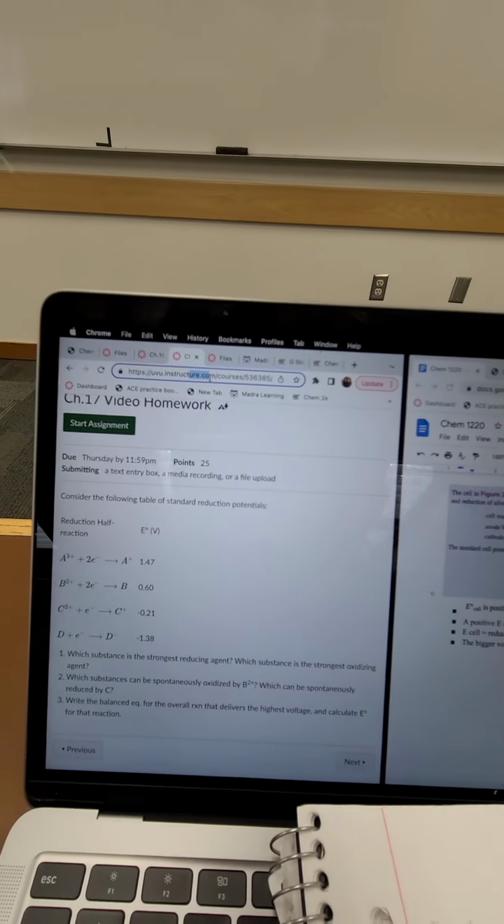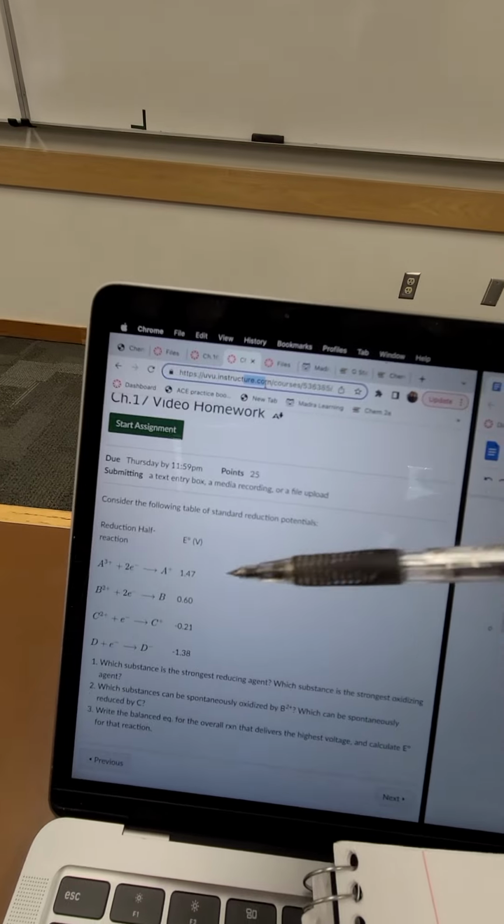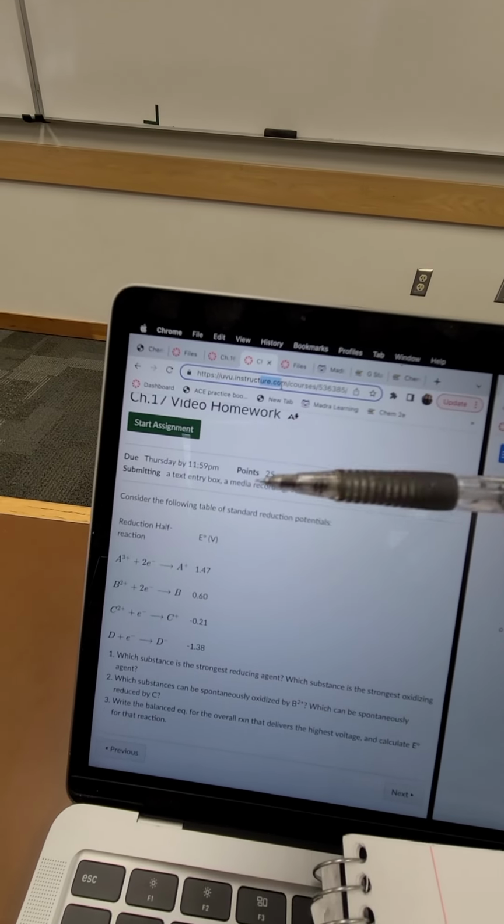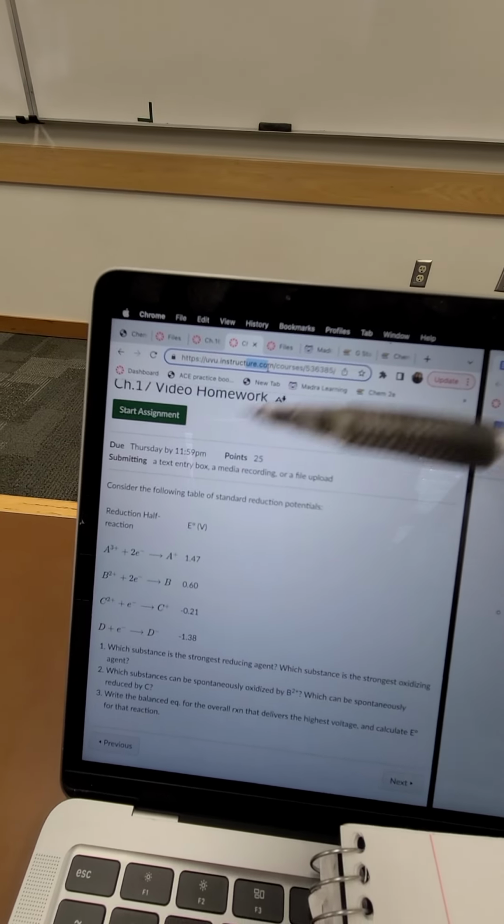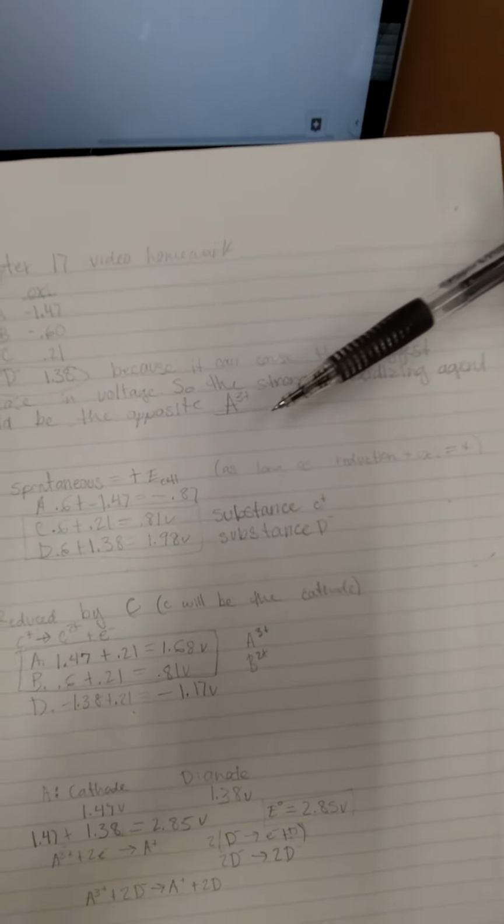And then the second part, we're looking for the substance with the strongest oxidizing agent. So we have to look at the reduction voltage, and the biggest number of the reduction voltage is A. So A3 plus will be the strongest oxidizing agent.